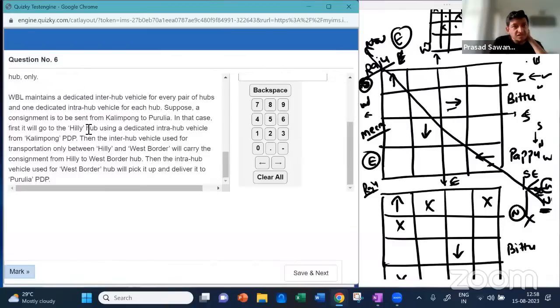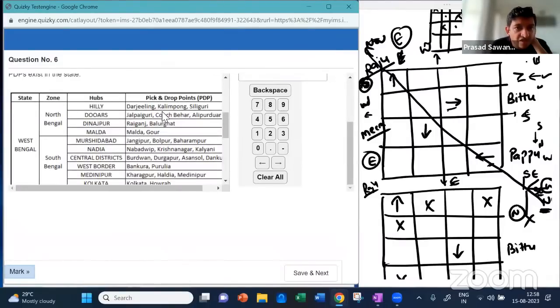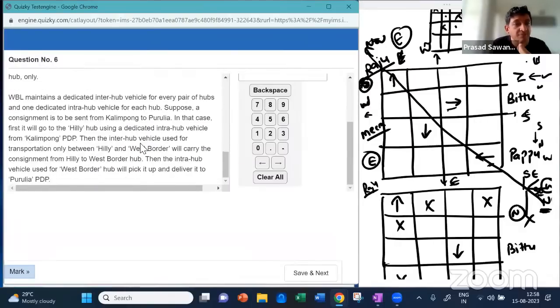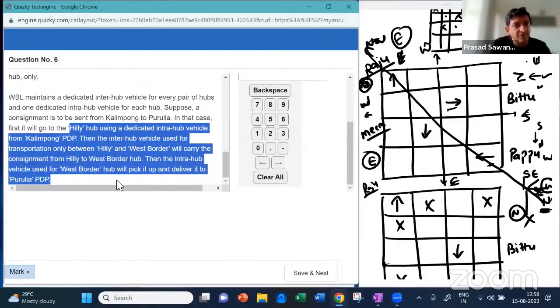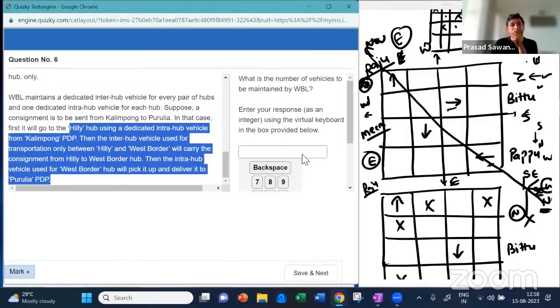So what is in this? Let's see. Suppose a consignment is to be sent from Kalimpong to Purulia. Kalimpong is here, where is Purulia? Purulia is here, yeah, west border. So it has to be sent from Hilly to west border. Okay, then what happens? Hilly. Okay, first it will go from Kalimpong to Hilly using an intra hub vehicle. Then by inter hub vehicle it will go from Hilly to west border, and from west border an intra hub vehicle will take it. Okay, understood. Fair enough.